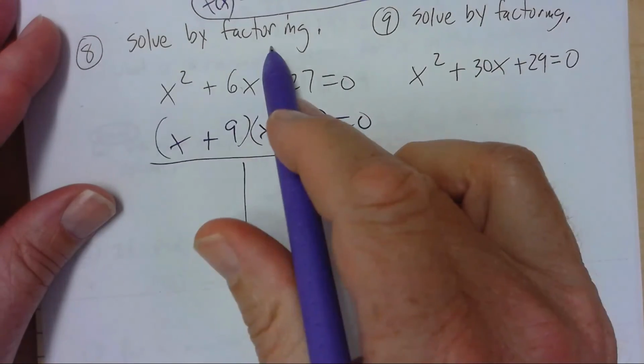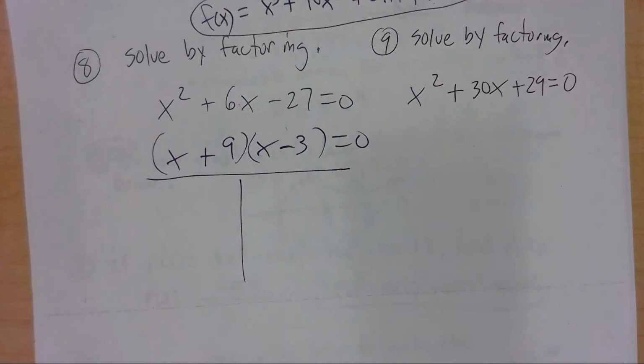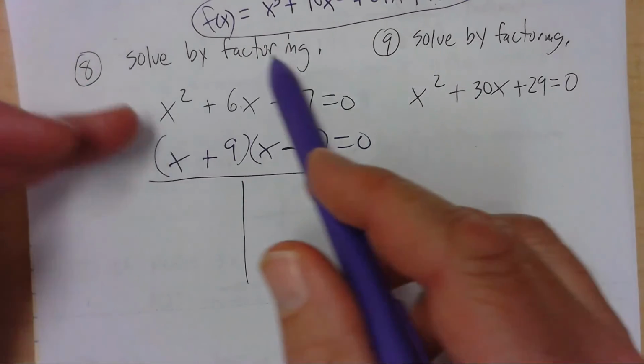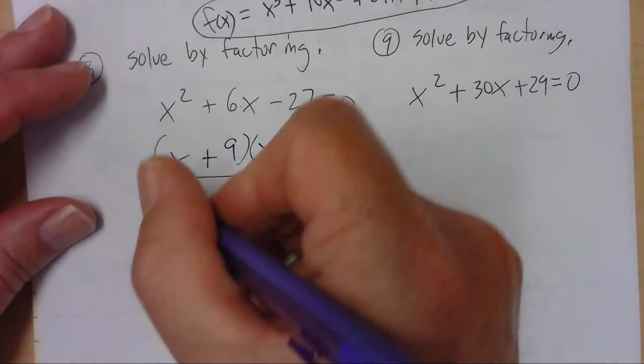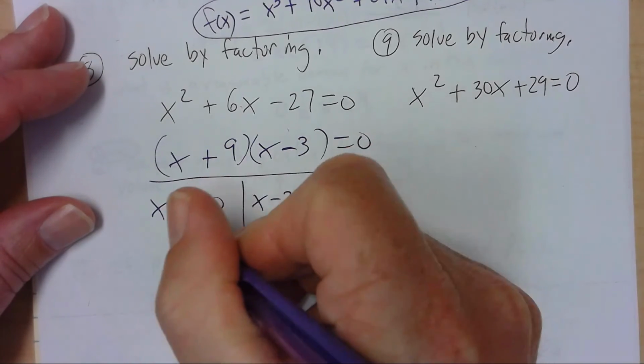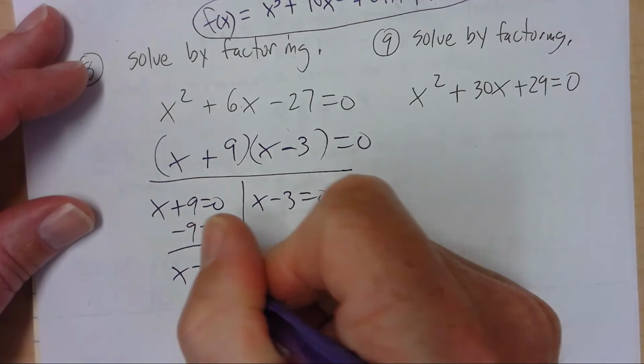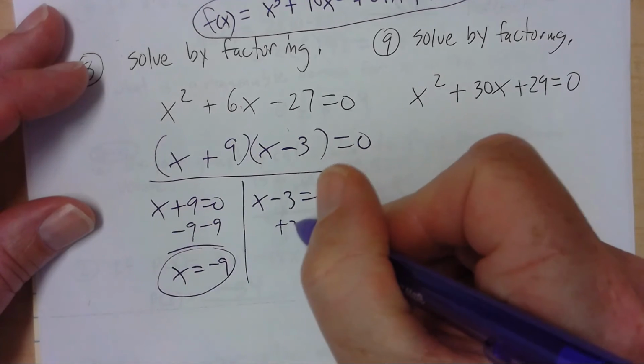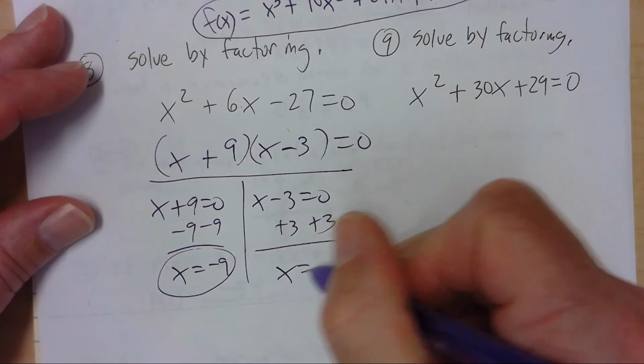All right, so then once you do that, you make the t. So solve by factoring is basically finding the x-intercepts. I could have said find the x-intercepts. It's the same thing. So x plus 9 is equal to 0, x minus 3 is equal to 0. Minus 9, I get x equals negative 9. Add 3, x equals 3.